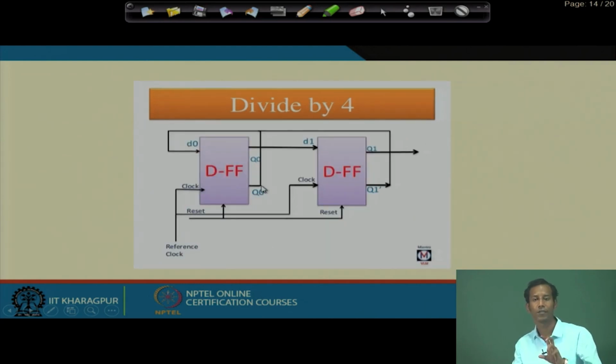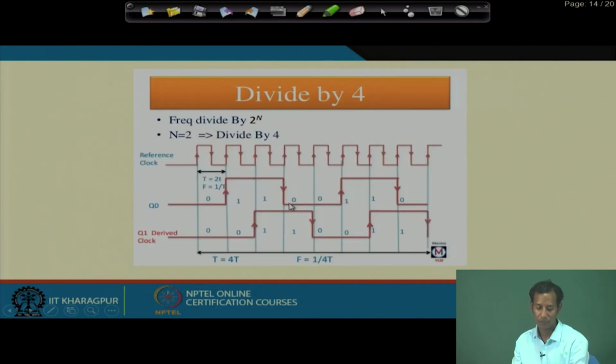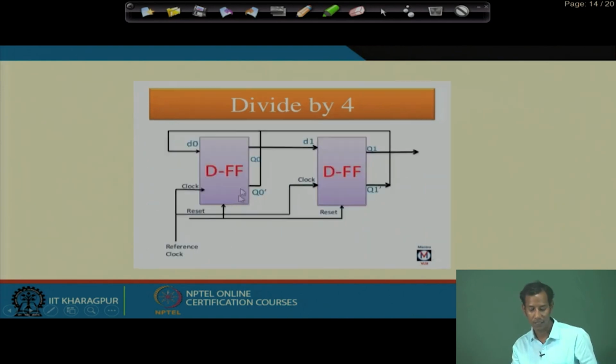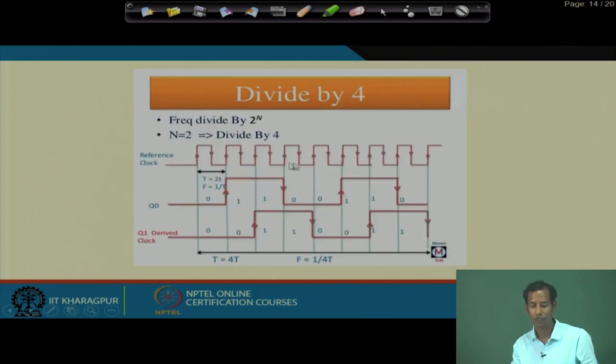In case of the divide by 2, only one T flip flop is enough. Now, in divide by 4, if you pass this divide by 2 output to another flip flop, then again it will be divided by another 2, so now it will become a divide by 4 clock. Then you see this is the reference clock, this is Q 0, and then this is Q 1.